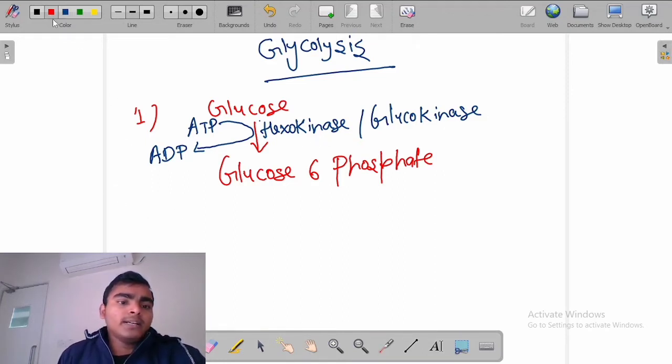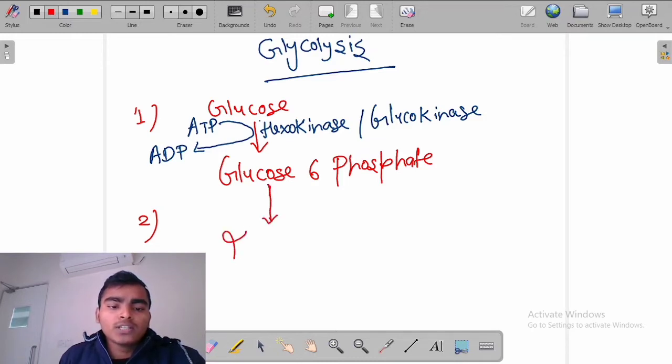Then what about the second step? In the second step, you will see that glucose 6-phosphate will be converted into fructose 6-phosphate.